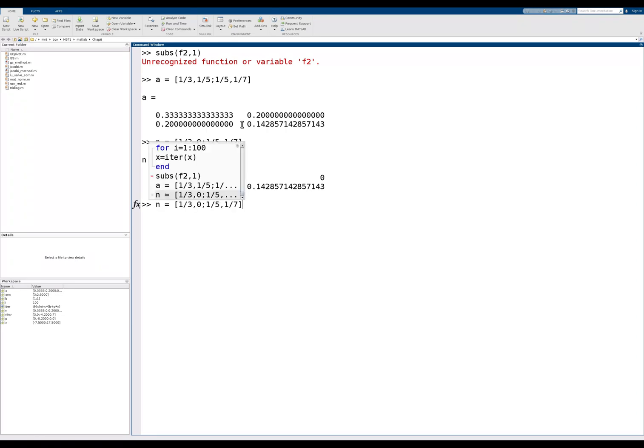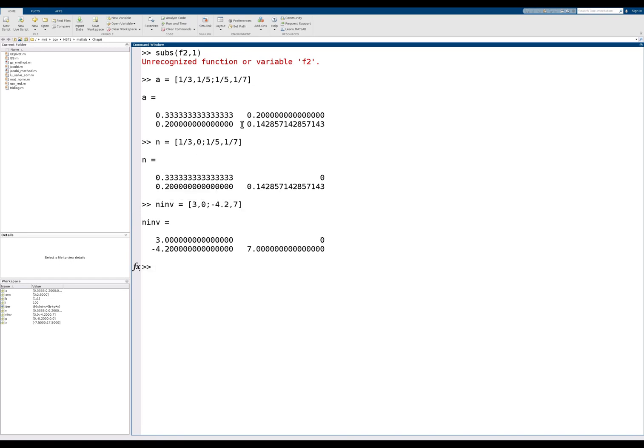I think what I'll do is also I'll just enter N inverse by hand. Right, so N inverse was 3, 0 in the first row and negative 4.27 in the second row. So that's N inverse. Now, I also want to define this function, the iter function. I'm going to multiply N inverse times b plus p times whatever the input value is. The input value will be the previous approximation to x, and the output value will be the new approximation to x.